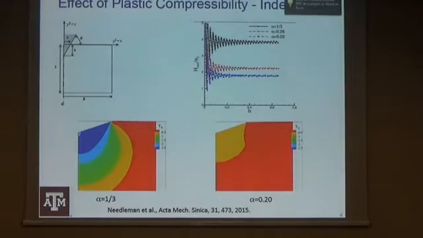Next slide. This is to illustrate the effect on indentation. Here are just hydrostatic stress contours underneath an indenter. The negative stress goes down to 2.5 times the flow strength, normalized. Here, it only goes down to less than 1 times. Again, when you're compressing, you reduce the hydrostatic stress. A big effect. Next slide.